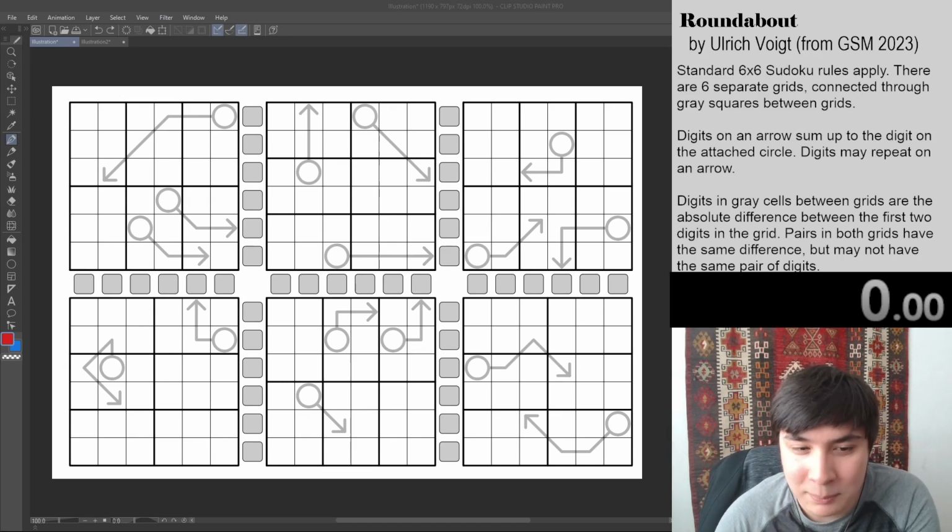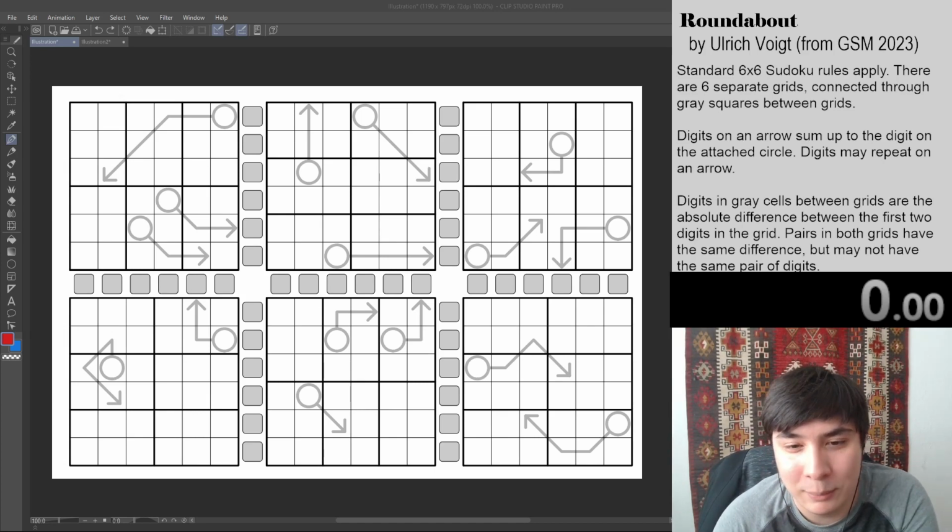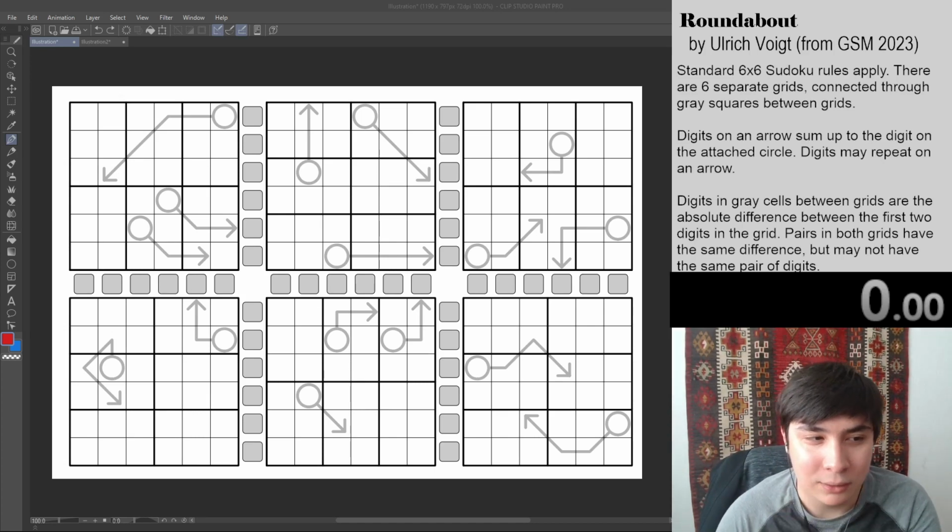But this puzzle was pretty impressive by itself, and I do want to show you all and also finish the solve for myself. So let's go to the puzzle.